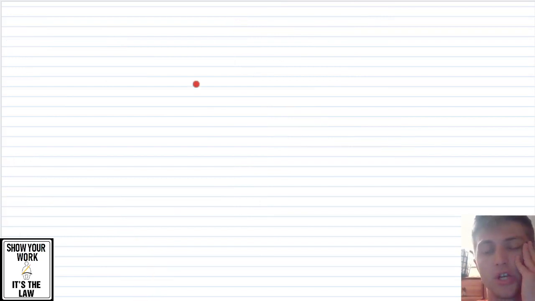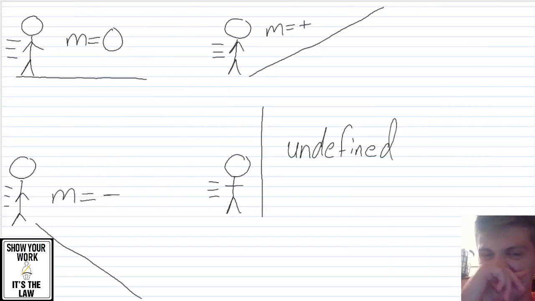Now the question is, how do we measure slope? So in this lesson, we learned how we can tell whether a slope is 0, positive, negative, or undefined. This is the type of slope. Now let's actually figure out how we can measure it. There are 3 main scenarios where we would need to figure out the slope.